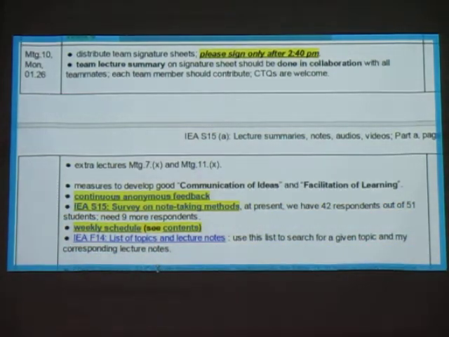Here are some measures that I took to develop good communication of ideas and facilitation of learning. Continuous anonymous feedback: you can provide me feedback anonymously anytime. If you have any idea to improve, please let me know. And fill in the survey of note-taking methods so that I can continue to provide certain surveys. Right now we have 42 respondents out of 51 students, so we need 9 more students. If you have not filled out this form, please do so, just 2 clicks.